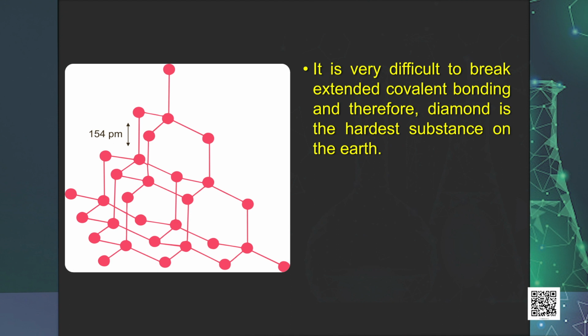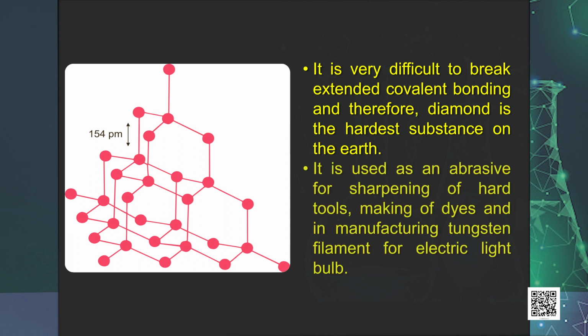It is very difficult to break extended covalent bonding, and therefore diamond is the hardest substance on the earth. It is used as an abrasive for sharpening of hard tools, making of dyes, and in manufacturing tungsten filament for electric light bulb. Next allotropic form of carbon is graphite.